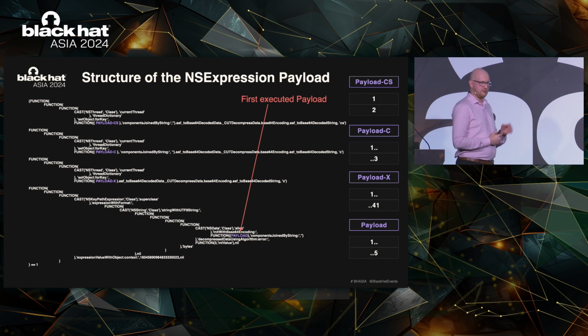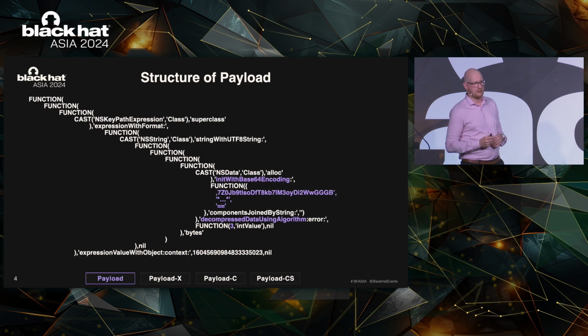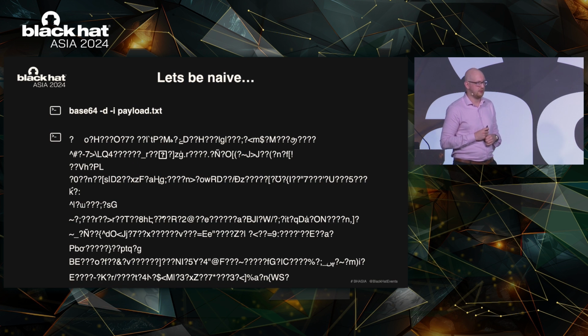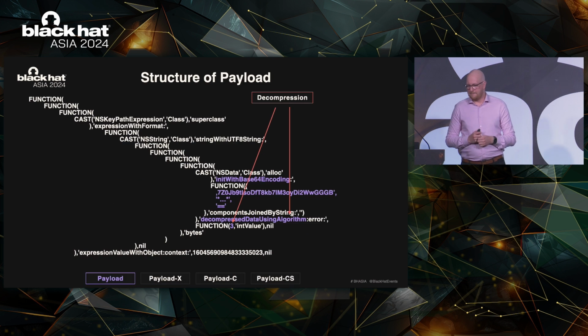And let's talk about this first executed payload and look at it in a little more detail. The structure we can see here is essentially a large base64 encoded string. So why don't we be naive and just try to decode it? And this is not working. Why? Because I overlooked that this specific sample is still using a little bit of compression. So we need to do this decompression first, and understand how this works until we can actually decode it.